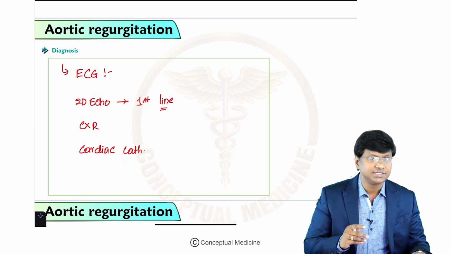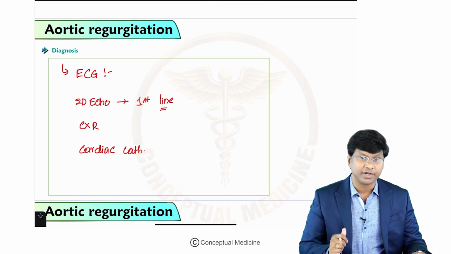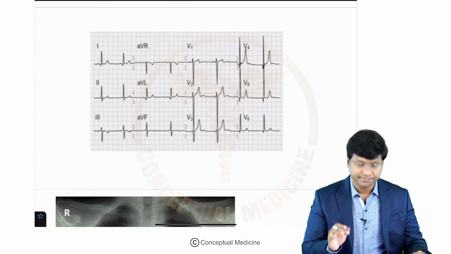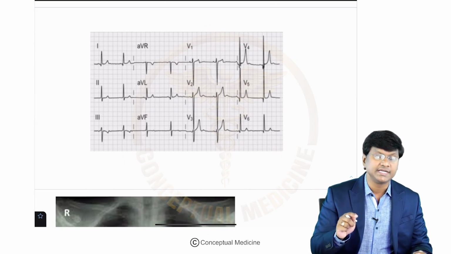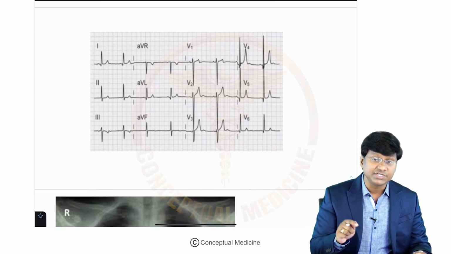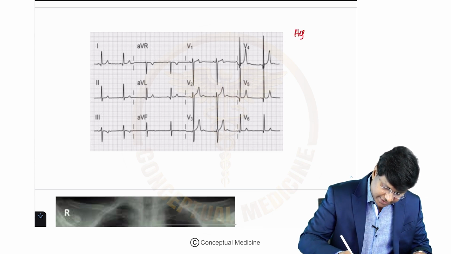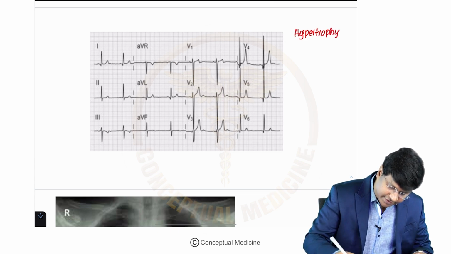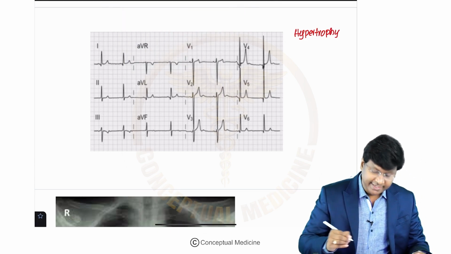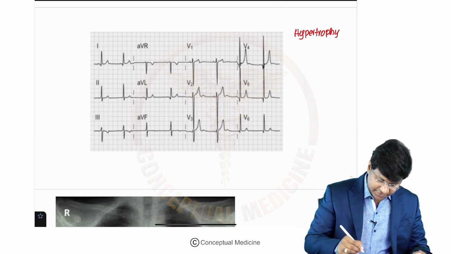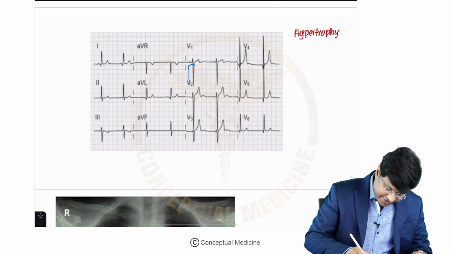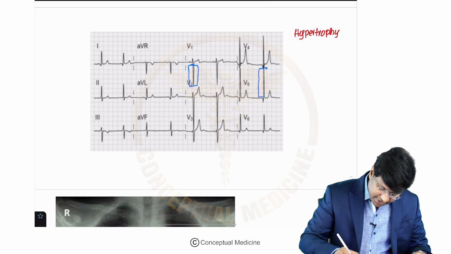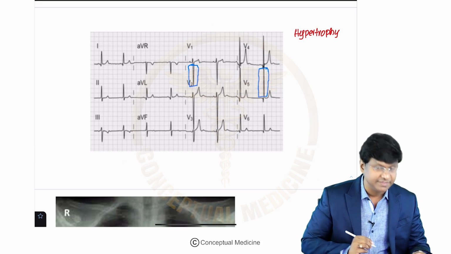Now, what will be the changes in the ECG? Let me discuss one by one. So in the ECG, what will you observe? The presence of hypertrophy, because in aortic regurgitation you have eccentric hypertrophy. So you will have the features of hypertrophy. Now what are the features of hypertrophy in the ECG? So you will have a deep S wave in V1, then you will have a large R wave in V5 or V6.